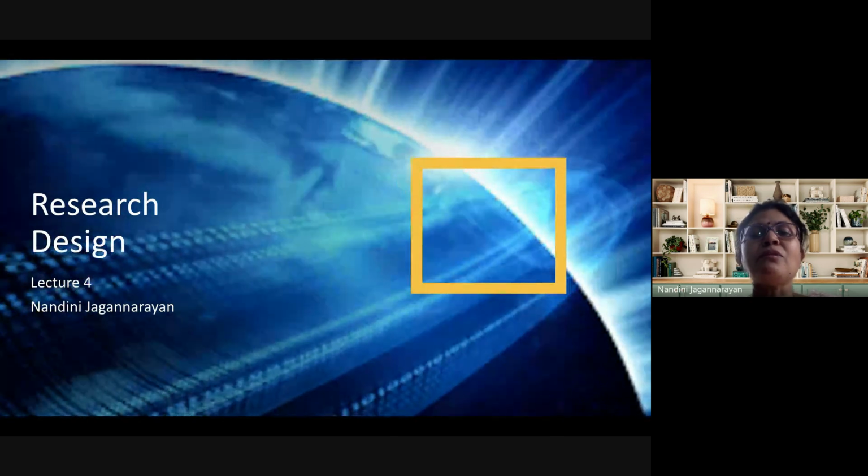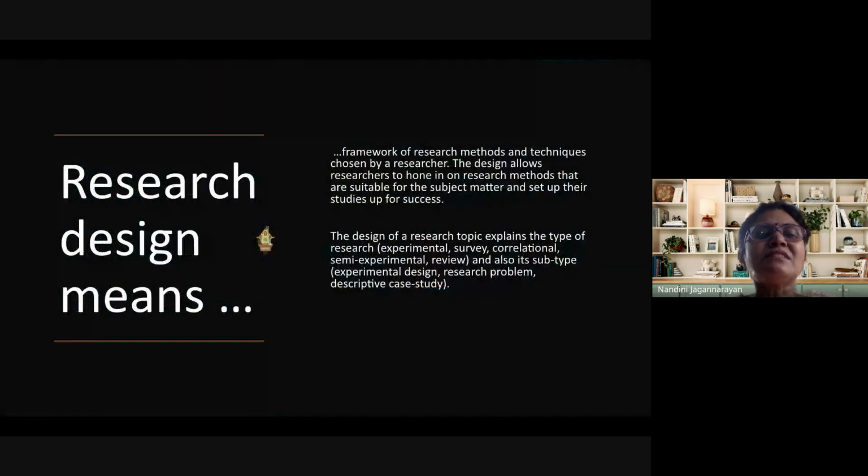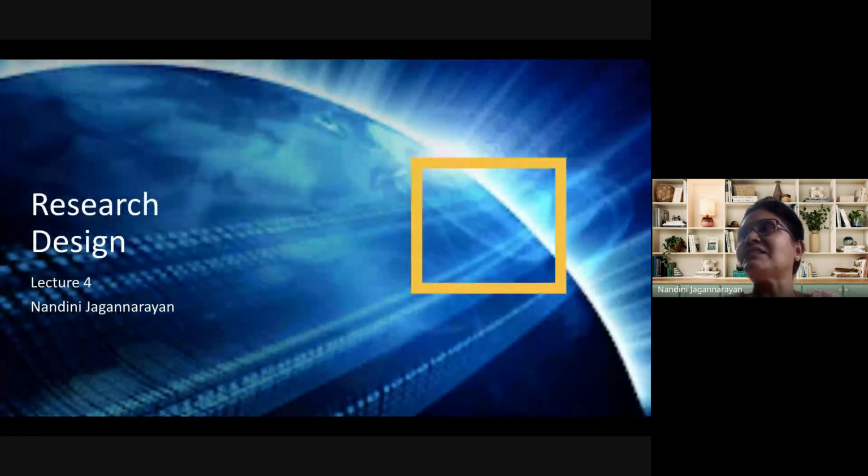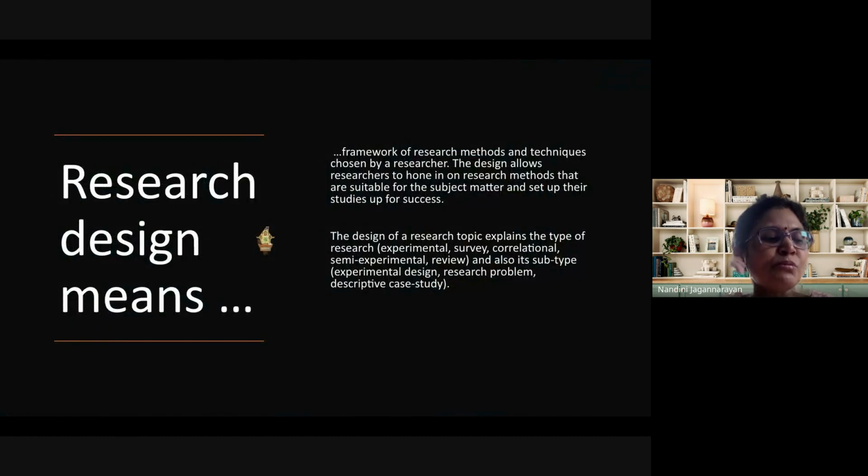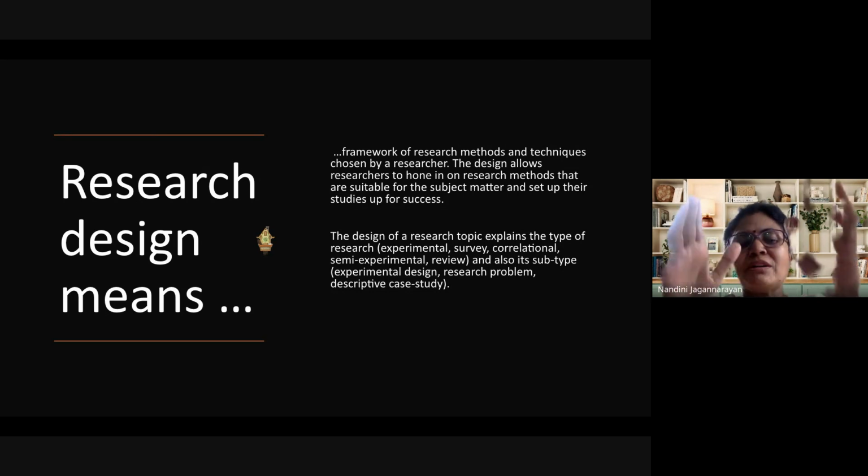So now we will talk about research design. What exactly is a research design? Research design is a blueprint of the research. What is a blueprint? When you have your house or building constructed, the engineer gives you a print of what will be done, right? This is the plan that we are going to go by, and this is how it will look. So research design also is a blueprint of the research.